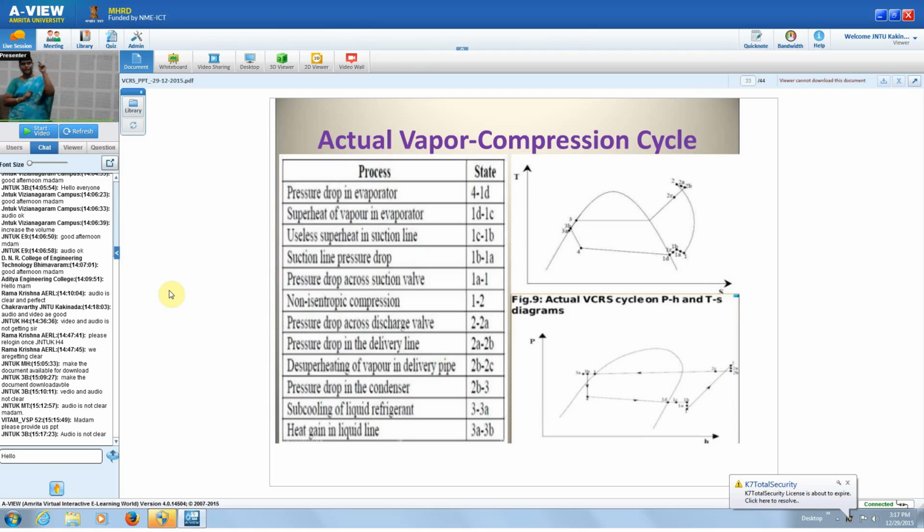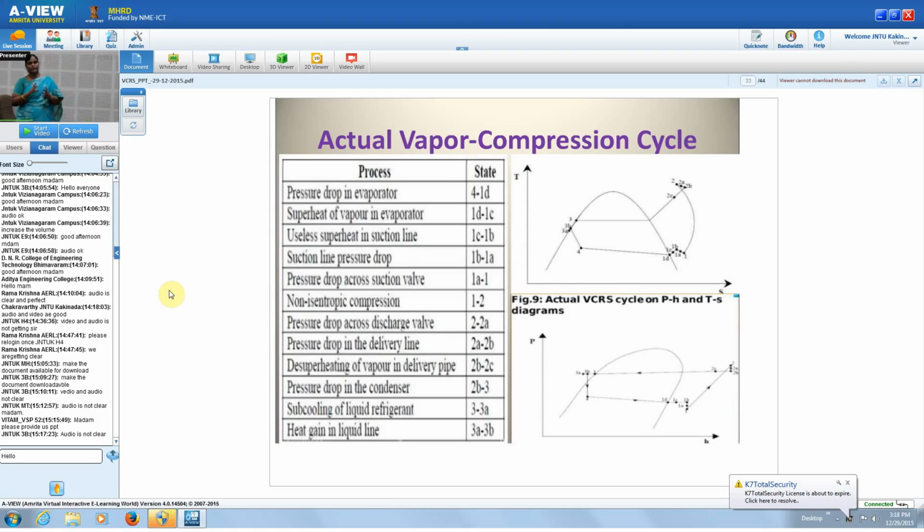At point 3B, actual expansion takes place in the expansion valve to 4. So 3B to 4 is the actual expansion in the expansion valve, which is assumed as isenthalpic. The same thing is given in the p-h chart also.